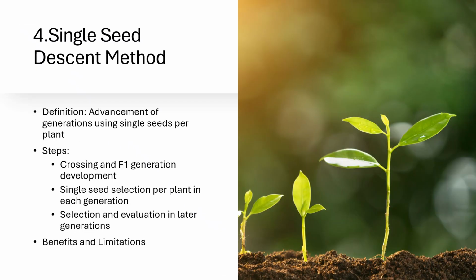Single seed descent method. Advancement of generations using single seeds per plant. Steps: crossing, single seed selection per plant in each generation, selection and evaluation in later generations. Benefits: fast development of homozygous lines. Limitations: no early selection and requires controlled handling of plants.